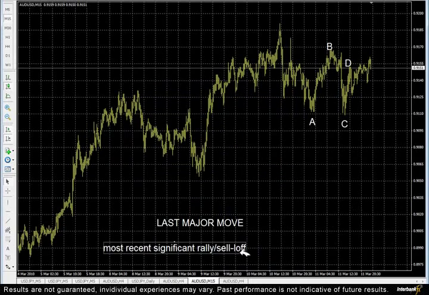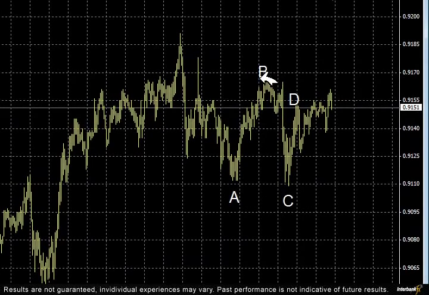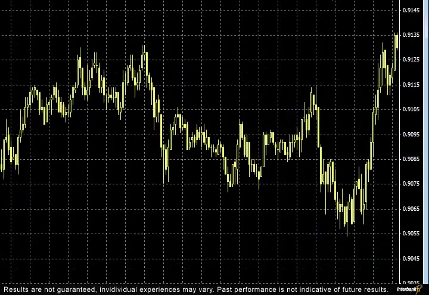There we go. Okay, so notice the move from A to B was a rally. The move from B to C was a sell-off, and the move from C to D was a rally. A to B is pretty clean. There was a little retracement action up here, but it's fairly clean. B to C, I'll tell you, was not as clean.